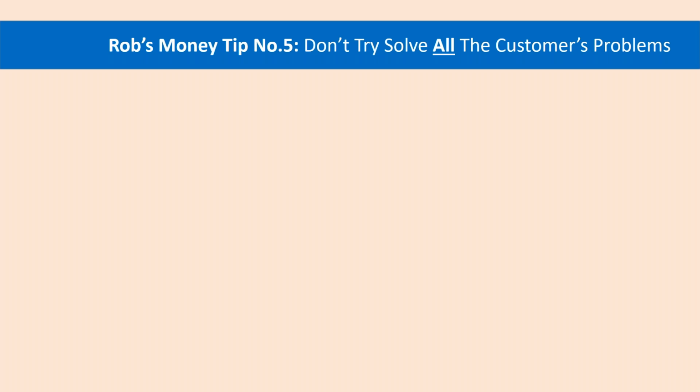Now, Rob's money tip number 5. This is a beginner's mistake that you really want to avoid. Don't try to solve all the customers' problems. What people do, they think, right, I'm going to create a product. Oh, I'll do a big ebook, 5 chapters on this topic, and they research absolutely everything and try and pack in as much information because they think that's genuinely more valuable. But of course, what happens is it becomes very muddled and kind of convoluted.